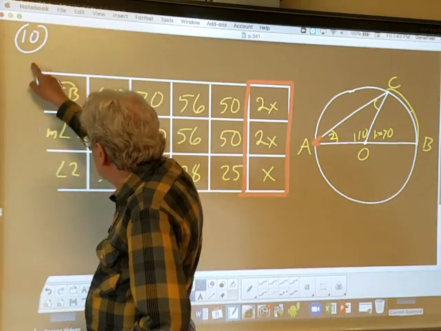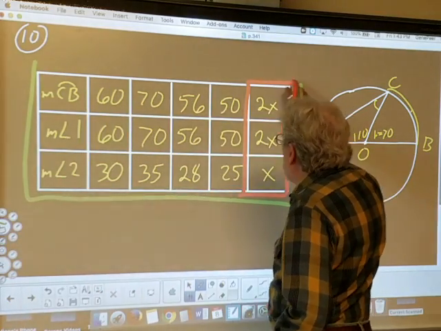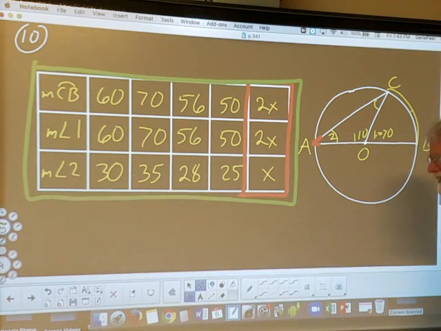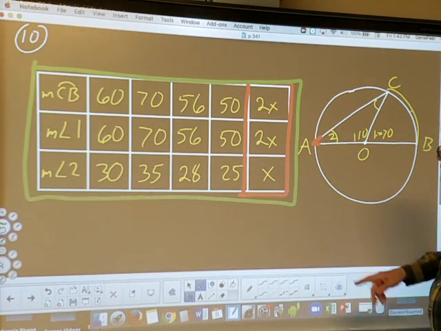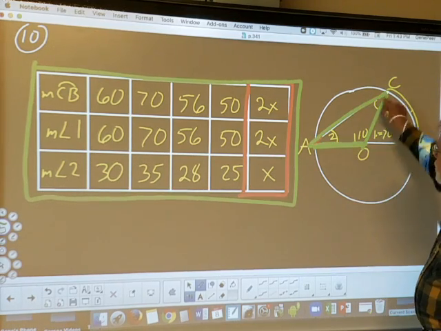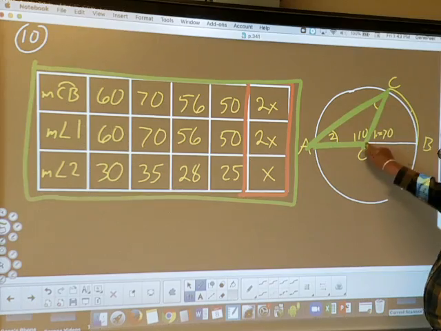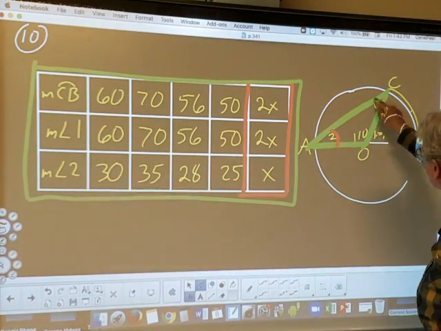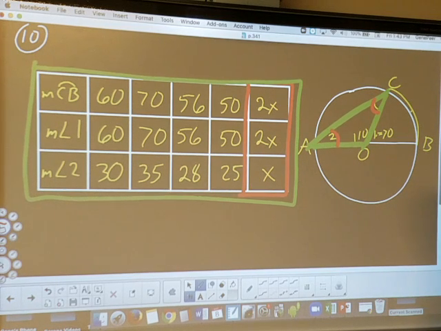I know what you might be thinking. Oh, I didn't understand number 10 at all. Number 10 was a little bit tricky. You simply had to recognize that because these are both radii, that makes it an isosceles triangle. Once you realize you've got yourself an isosceles triangle, and you remember that the base angles must be congruent, from there it all falls together very nicely.